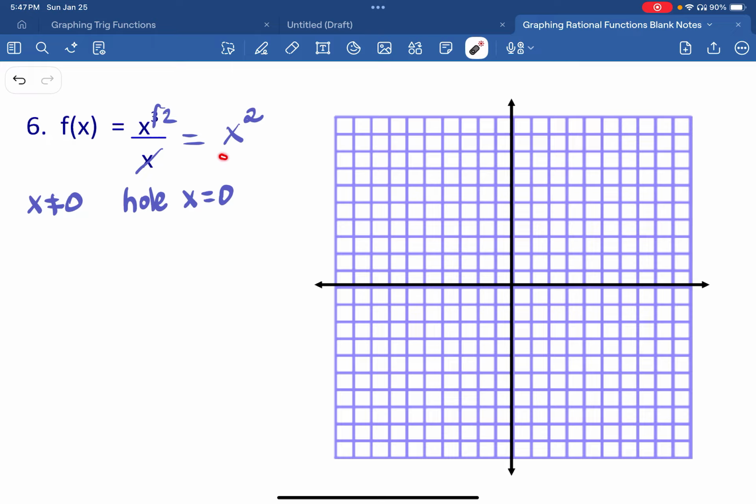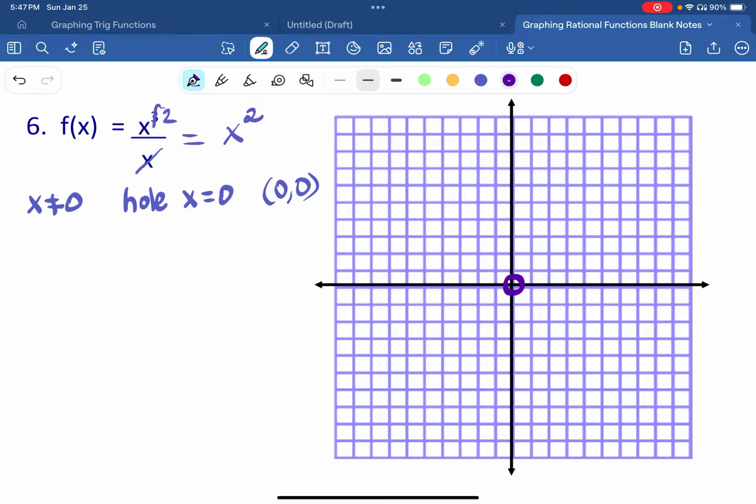Parabolas do not have asymptotes. There's no fraction left. So we're going to graph x squared, but we have to put a hole where x equals 0. If I plug 0 into x squared, I get 0, so the hole is going to be at 0, 0. We've done a lot of graphing of parabolas, so I'm just going to put that open circle here, 0, 0.